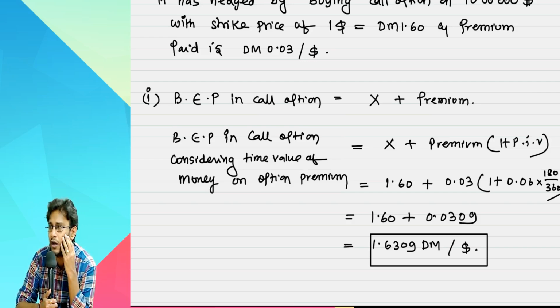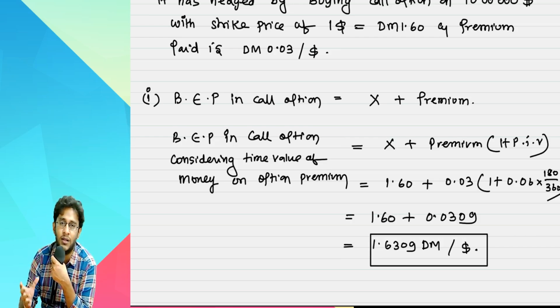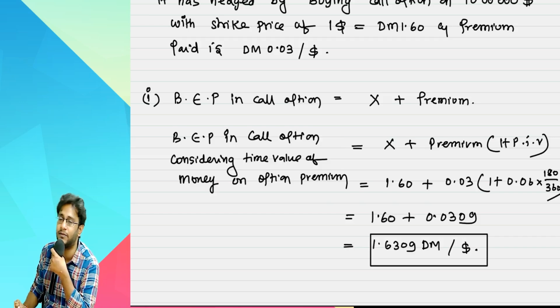You can easily guess. Go to any sum, sir. On the maturity date, call option outflow is how much? If spot rate is not given, strike price plus premium you are adding. 1.6 is the strike price. 0.0309 is nothing but premium. Of course, time value of money is also considered. The 1.6309 is the break-even price, but this is also the outflow under call option hedging if the option gets exercised. This is one of the possibilities for the final answer.